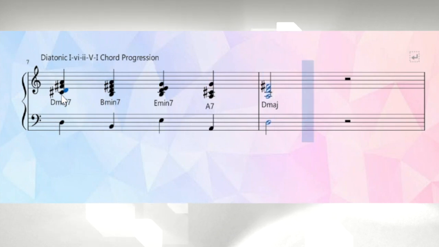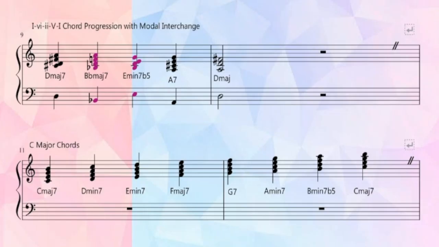Now let's spice it up with a bit of modal interchange. So here's the 1-6-2-5-1 D major chord progression with modal interchange. As you can see, the pink chords over here are the ones that we brought in from D harmonic minor. So instead of a B minor 7, we have a B flat major 7. And instead of an E minor 7, we have an E minor 7 flat 5. So let's hear what that sounds like.